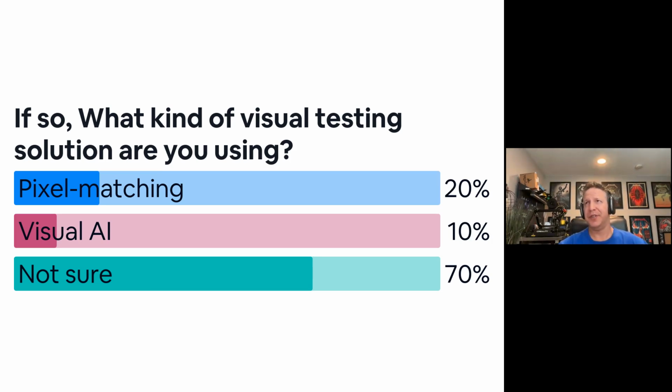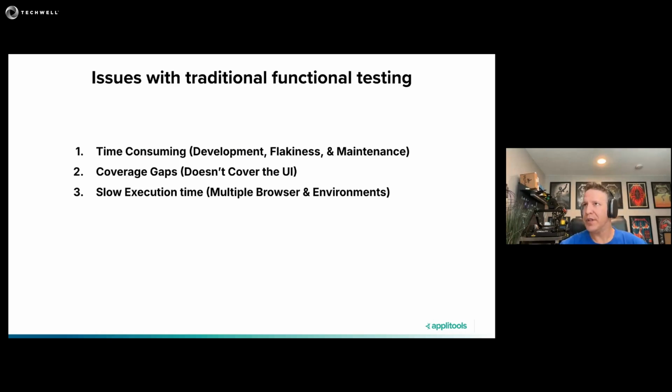I'm still seeing 100% visual AI. Is that what you're seeing too, Harry? Looks like it's gone to 16% pixel matching, 8% visual AI, and 76% not sure. Okay. Got it. So good mix there. Great. Awesome. Well, I think we can continue on. Thanks for doing that, Harry.